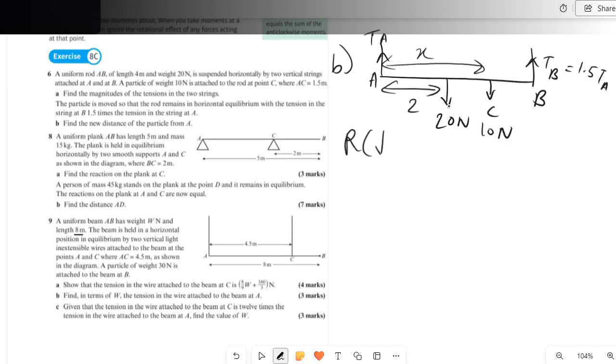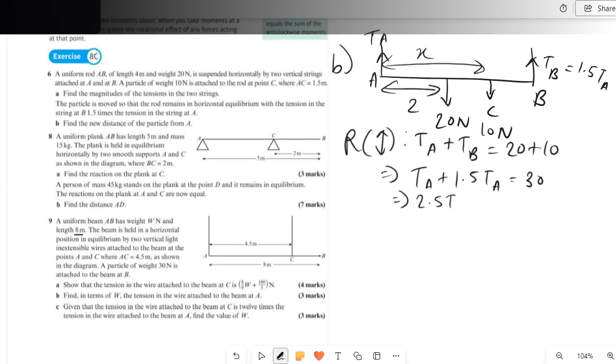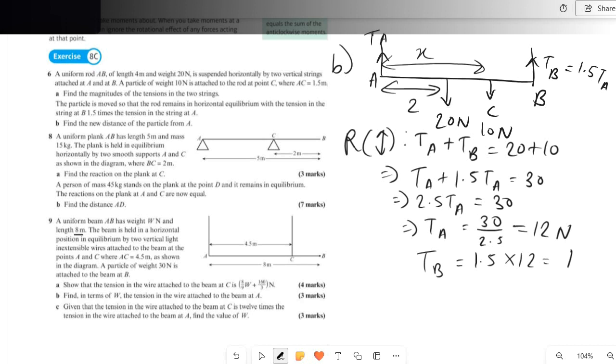So resolving vertically, we can say that tension at A plus tension at B is equal to the downward force, which is 20 plus 10. So tension at B is going to be 1.5 times TA, so TA plus 1.5 TA equals 30. So therefore 2.5 TA is equal to 30, meaning tension at A will be equal to 30 divided by 2.5. So tension at A is equal to 12 newtons. Therefore tension at B will be 1.5 times 12, which is going to be 18 newtons.